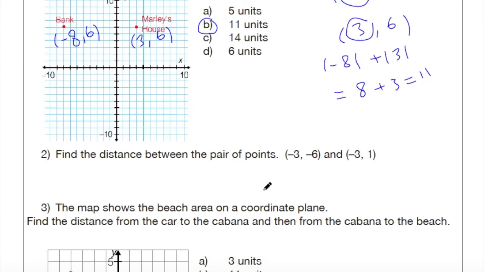Second question, find the distance between the pair of points -3 and -6 and -3 and 1. As you can see, -3 is a fixed coordinate, so we have -6 and 1. Both have different signs, so we're going to add their absolute values. It will be absolute value of -6 plus absolute value of 1, which is 6 plus 1 equals 7 units.